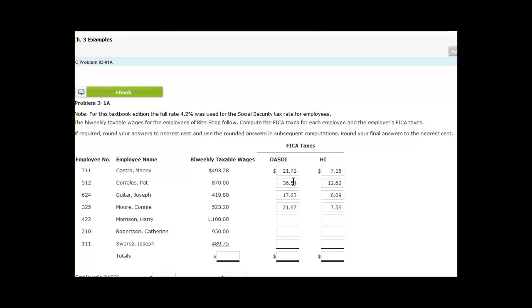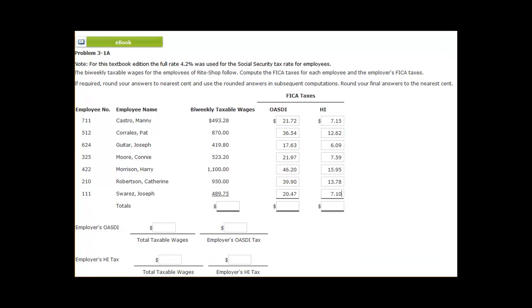Then for Harry Morse, we have 46.20 and 15.95, and then we have 39.90 and 13.78. And for our last one, Joseph, it's 20.47 and 7.10. So keep in mind again, everything in this column is multiplied times our rate of 4.2%, and everything in this column is multiplied times our rate of 1.45%. We're dealing with our employees, which is why we have the 4.2.